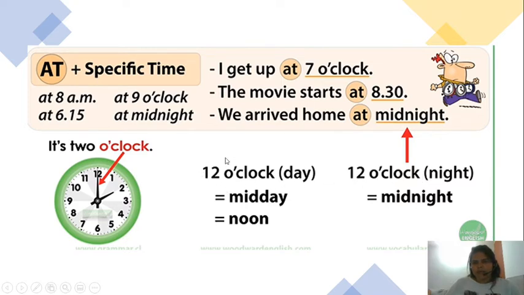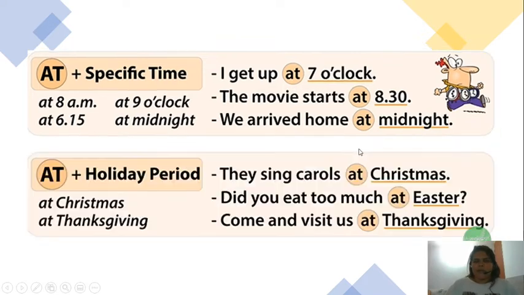2 o'clock in the day we say midday. So for example, 2 o'clock p.m., we say midday or noon. And when we're going to talk about that specific time, we say at midday or at noon. Okay? And when talking about the night, if it's 12 o'clock at night, we say at midnight. So it's the same to say 12 o'clock at night or at midnight. It's the same, okay?